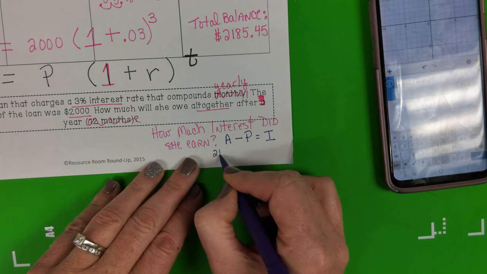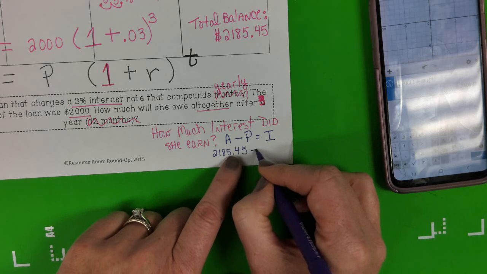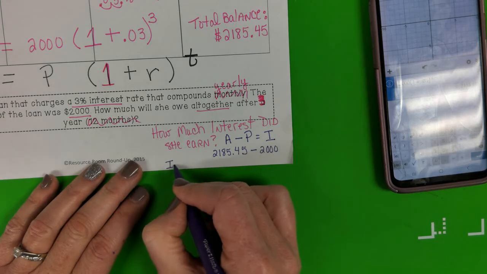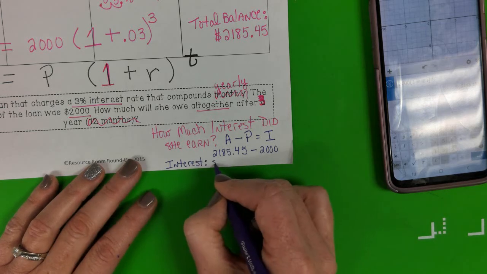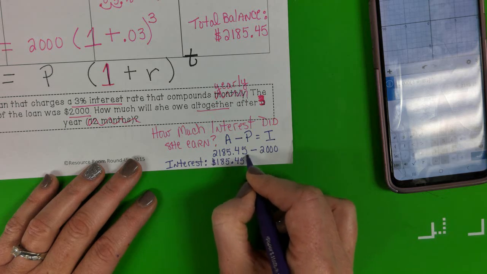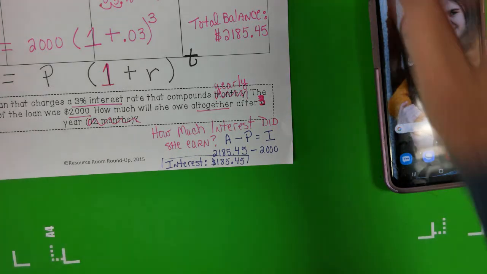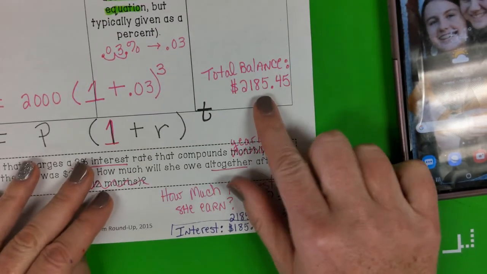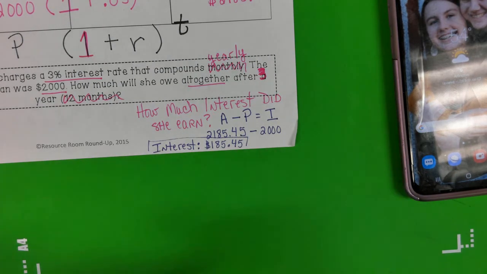So we're going to take $2,185.45, and we're going to subtract 2,000. And so how much interest did she earn? Again, you can use your calculator if you want, but I can very easily see that she earned $185.45. Okay, so again, on this assignment, please make sure that you're paying attention. Does it want the total balance, or do we have to take an extra step and figure out the interest?